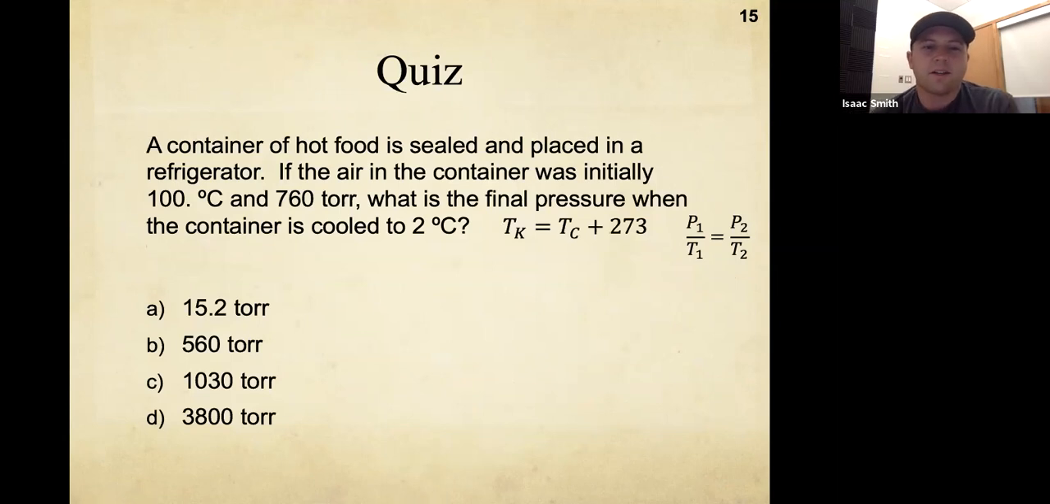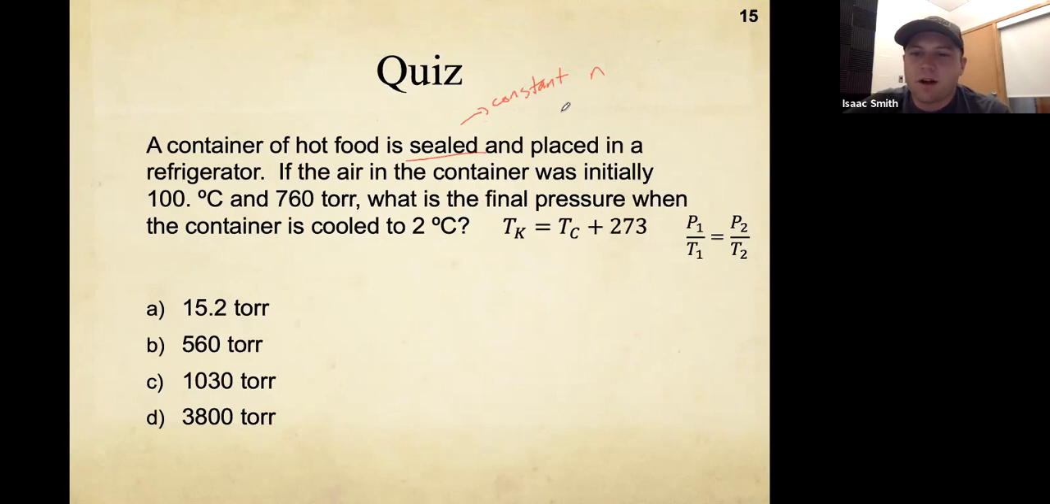All right, here we go. We have a container of hot food that is sealed and placed in a refrigerator. The sealed part is basically telling us that we have a constant n, a constant number of moles, because it's sealed. The gas can't get in or out. If the air in the container was initially 100 degrees Celsius and 760 torr, what is the final pressure when the container is cooled to 2 degrees Celsius?